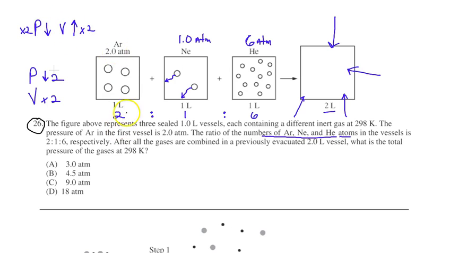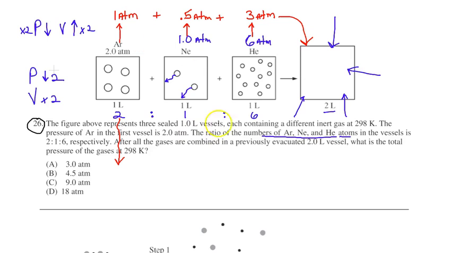So essentially, this is going to go to, let's change the color, from 2. Well, the number of particles stays the same, so I should do it up here. Should go from 2 atmospheres to 1 atm. And this is going to go from 1 atm to 0.5 atm. And this is going to go from 6 to 3 atm. When all of these are placed in this box.